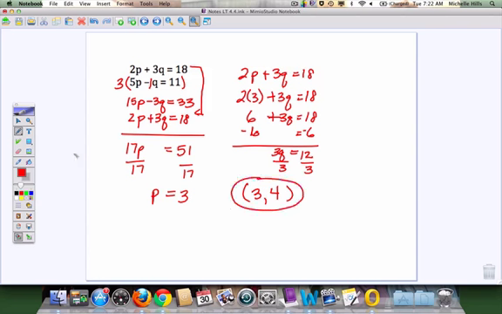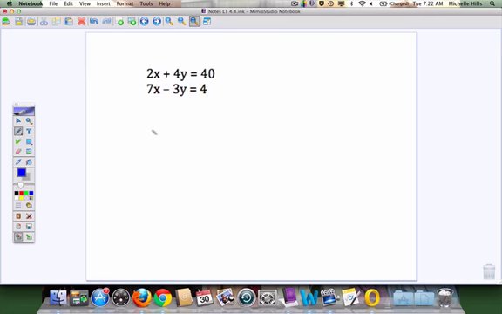Now I can check that. I just used the first equation to get that variable, so I'm going to substitute 3 for the p here and 4 for the q. 5 times 3 is 15, minus 4 is 11. So it does check in both equations.